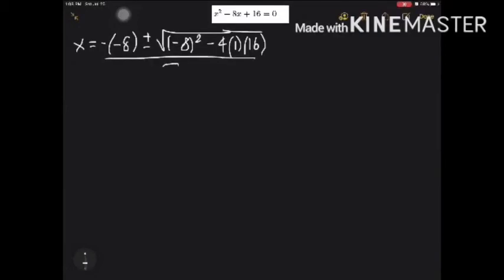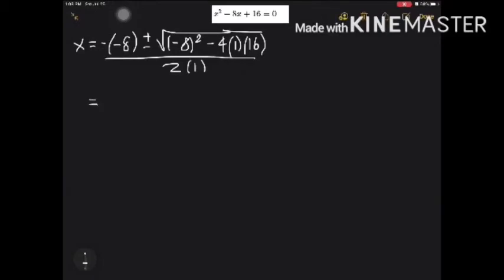So then we're just going to replace our values. So negative b, our b is negative 8, plus minus the square root of negative 8 squared minus 4, our a is 1 and our c is 16, over 2a, which is 1. Now the next thing we're going to do is again simplify.